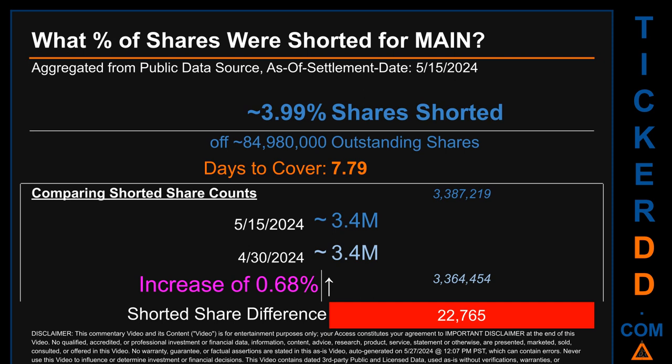Days to cover is 7.79. When I compare the current 2-week period data snapshot against the previous period, ending in settlement date, April 30, 2024, I find that the current snapshot had roughly 22.8 thousand more shares shorted. This means that, compared to the previous snapshot, the current snapshot has an increase of 0.68% of shorted shares.